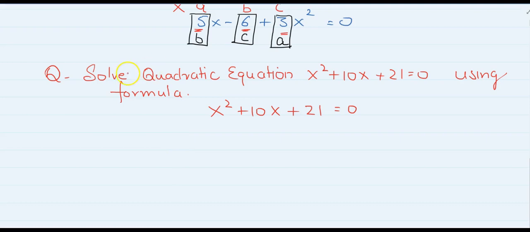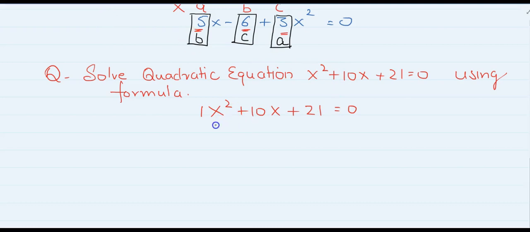Now let's solve this question. Solve a quadratic equation. Solve means you have to find the value of x. Quadratic equation x square plus 10x plus 21 using the formula. Now in this equation, no coefficient of x square is written, so the coefficient of x square will be 1. The coefficient of x is 10 and the independent term is C.